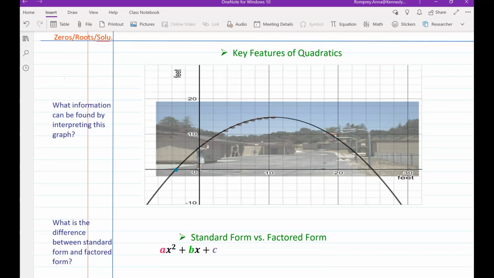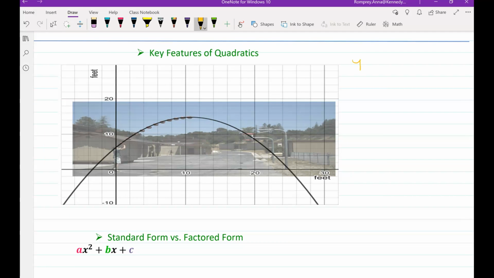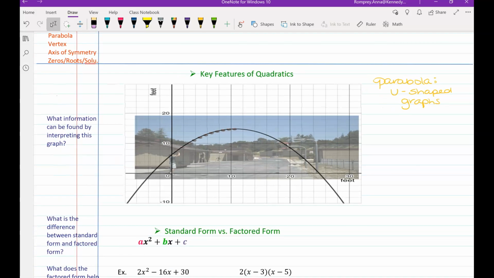So notice this is a quadratic. This is a graph of a quadratic. If you look at this quadratic, this one has an upside down U shape to it. Okay? Quadratics have a shape, it's called a parabola. So parabolas are just U-shaped graphs. And they can be pointing up or down, and that just depends on what type of equation or function that we have.